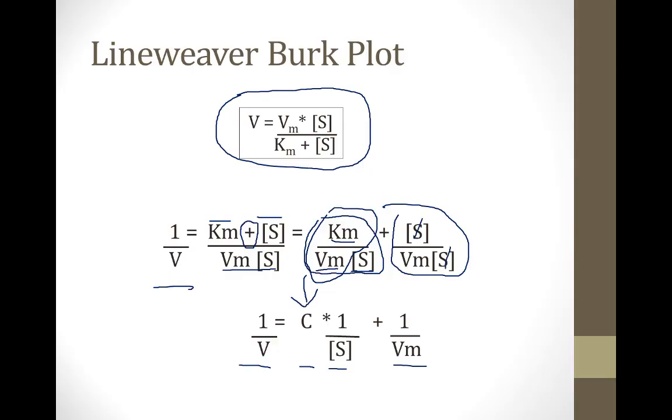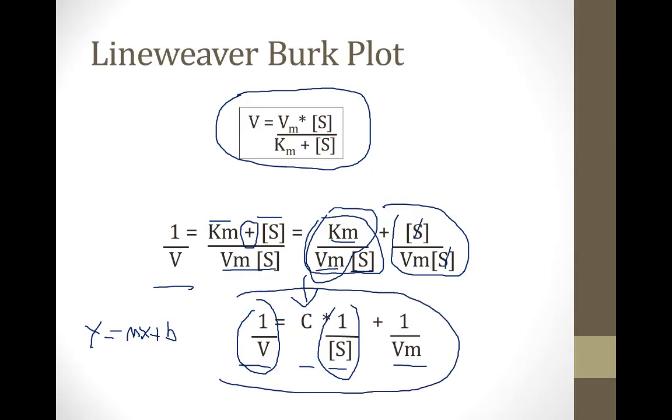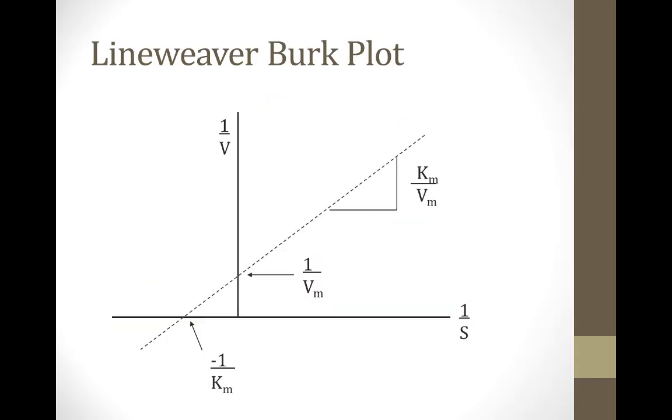Now you may remember from algebra that the equation y equals mx plus b is the equation for a straight line. So if we plot 1 over V on the y-axis and 1 over S on the x-axis, we now have y equals mx plus b. We have the equation for a straight line right here. And we've just created this by flipping the Michaelis-Menten equation upside down. So now we have what's called a Lineweaver-Burk plot.